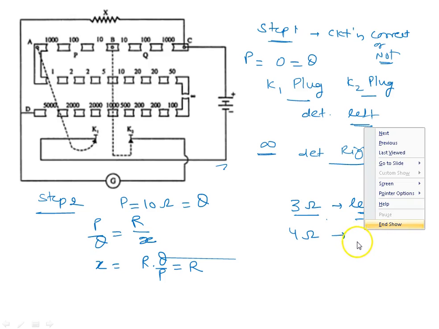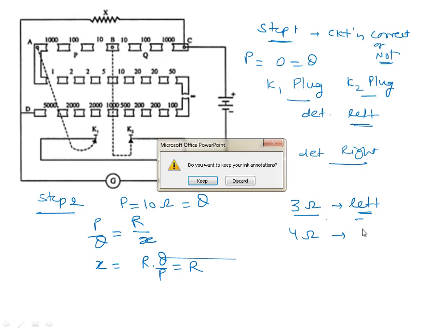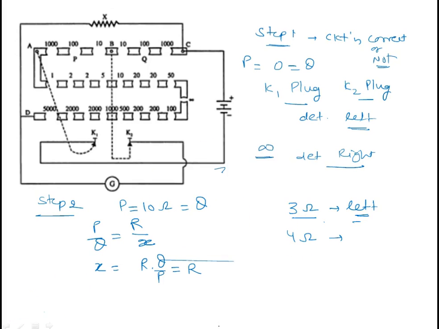At 4 ohm we say the deflection is toward the right. It means the value of the unknown resistance should be between 3 and 4. Is it clear? So from step 2 what we get is that the value of X may be between 3 and 4, but we don't know the exact value. Okay, then we are going to step number 3.